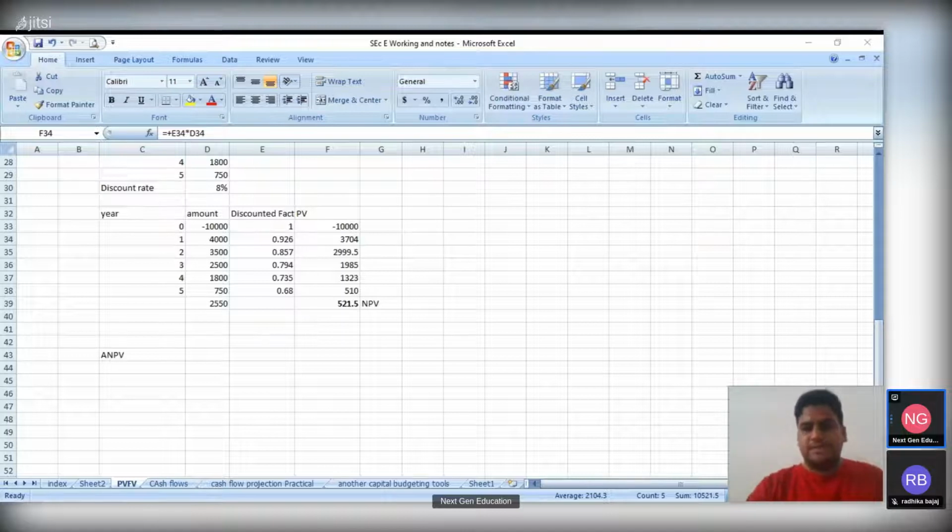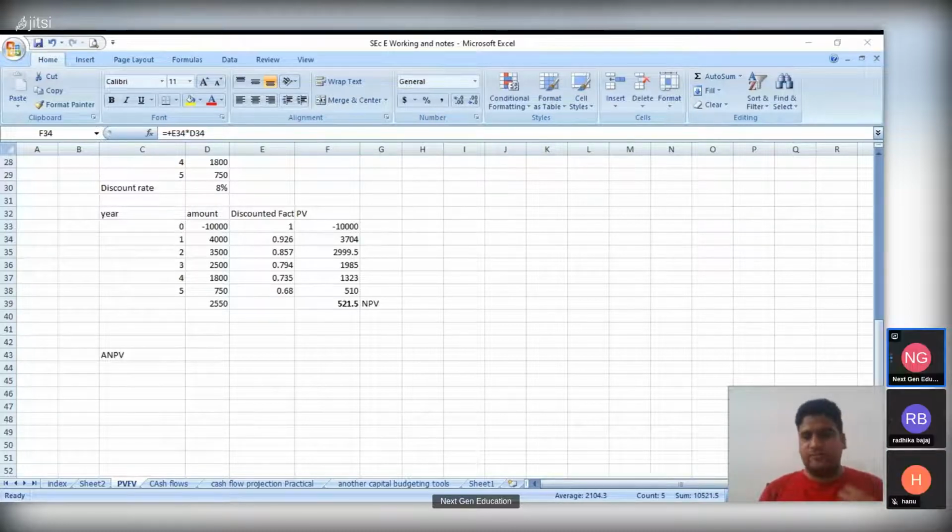Okay. Do you understand what I'm trying to tell you, Radhika? Yeah, if we add 10,000, then it will be FPV, future present value. Yes, we are getting 10,521 in return within 5 years. As per that, we have to calculate NPV, so we deduct 10,000. Yes, we have to calculate the NPV.